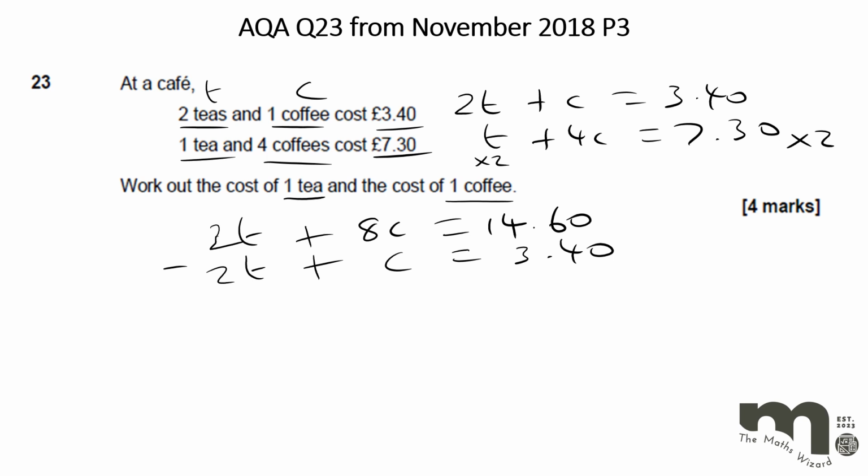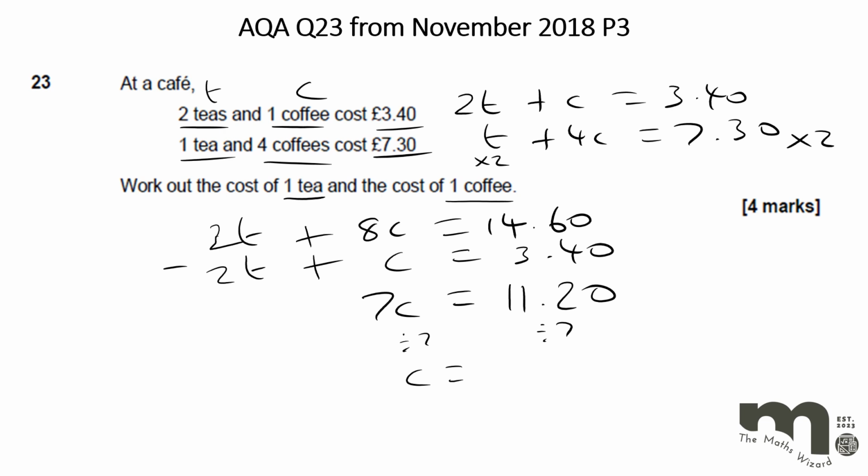Now we can subtract this bottom equation from the top equation. That will eliminate the T's. It will mean we are only going to be left with the coffees in our equation, because when we do 2T take away 2T, that will give us 0. 8C take away C will give us 7C. And £14.60 take away £3.40 will give us £11.20. So then, when we take the £11.20, we can divide it by 7, and that will tell us that C is £1.60.